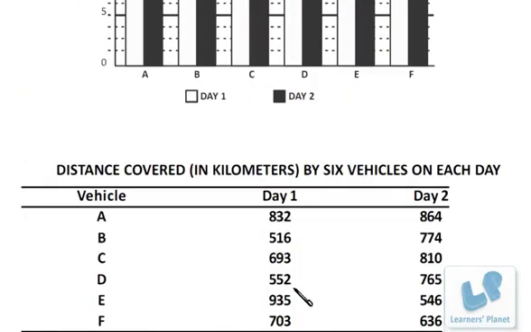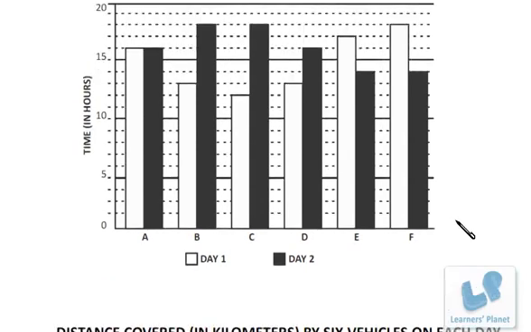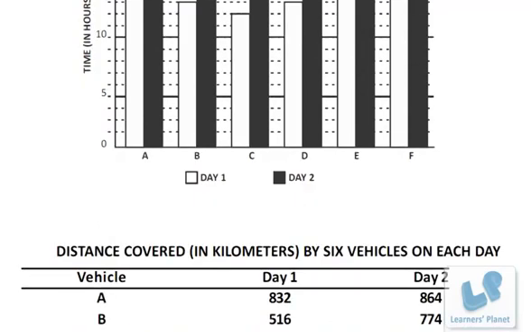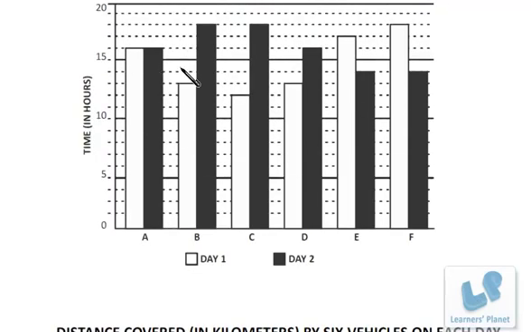Now A, we can see on day 1 it is 832 kilometers, on day 2 it is 864 kilometers. But if we see the bar graph, the time taken on both the days is the same, but the distance is different. That means speed cannot be the same. Speed is distance by time, so if distance is different and time is the same, then speed cannot be the same. So vehicle A cannot be the correct choice.